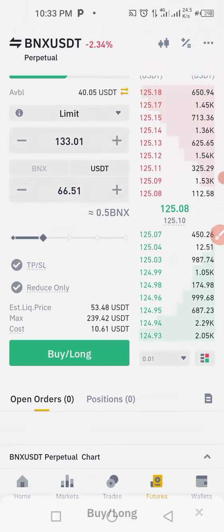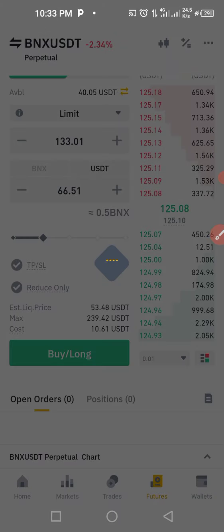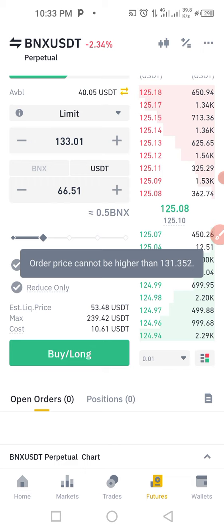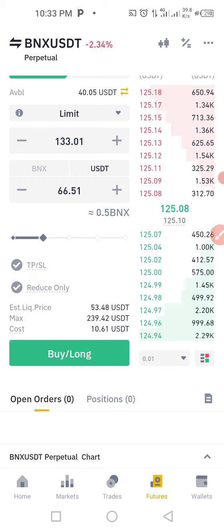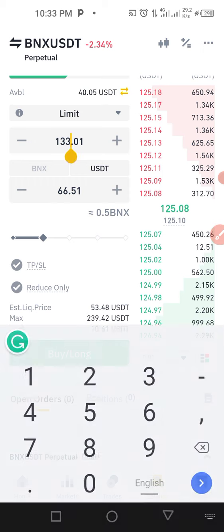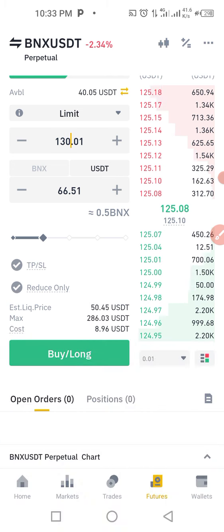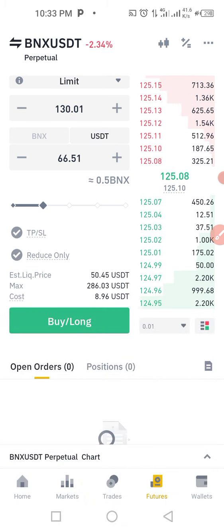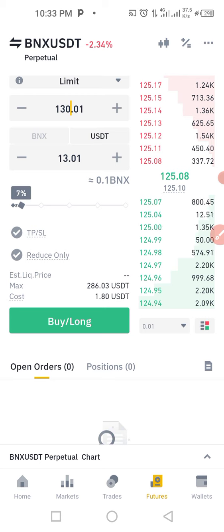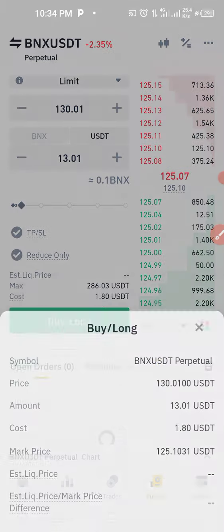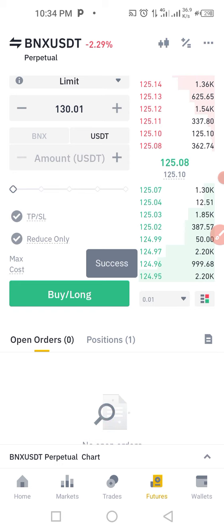So I can click buy long now, then confirm buy. All right. So the offer has, okay, the price cannot go above this. So let me say 130, just for the sake of this trade now, and let me reduce it a bit. All right. So I want to set up this trade for 1.8 USDT. So let me click on buy.